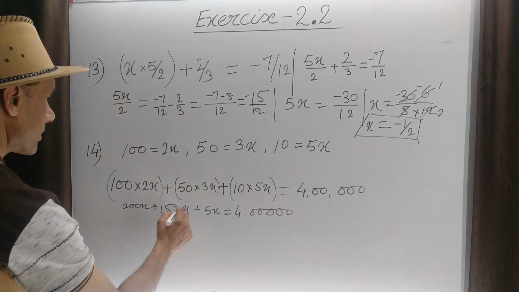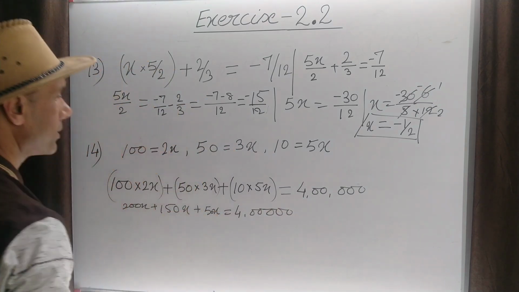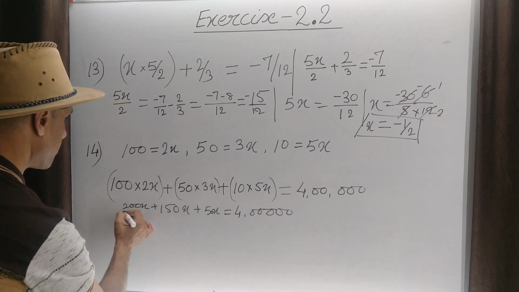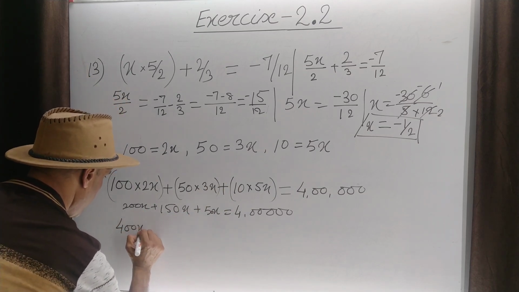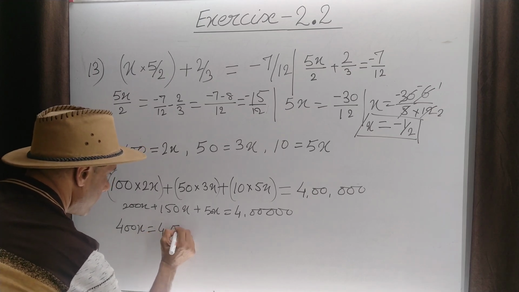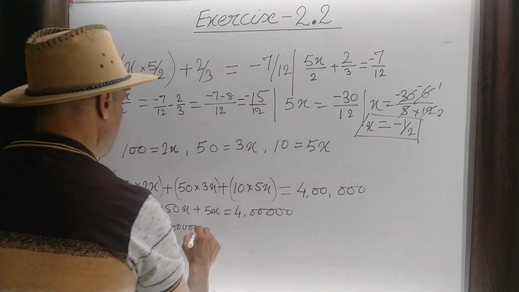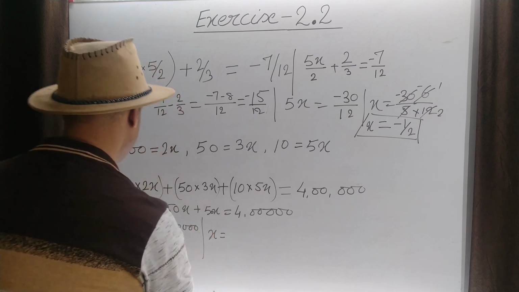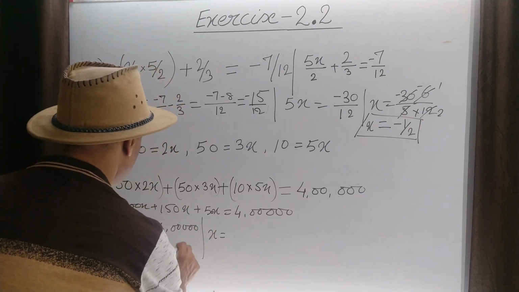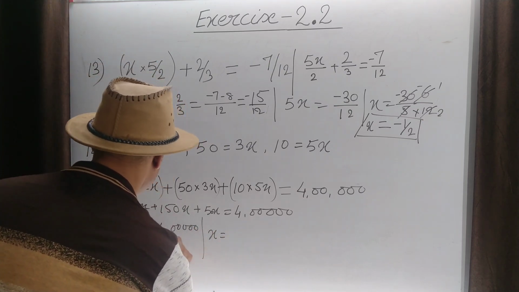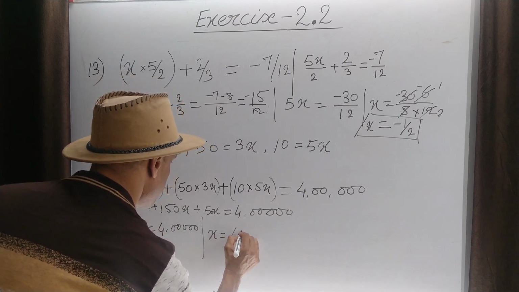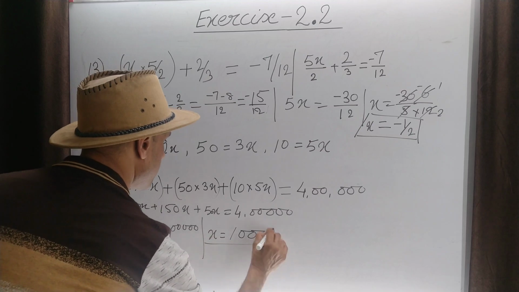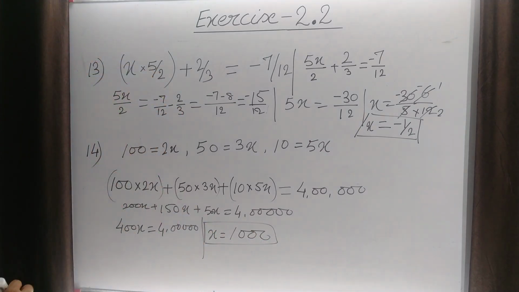Right. So we get the value as 50. So we get 400x is equal to 4 lakh. So we get the value of x is equal to 4 lakh divided by 400, that comes out to be 1000. Okay, so we got x as 1000.